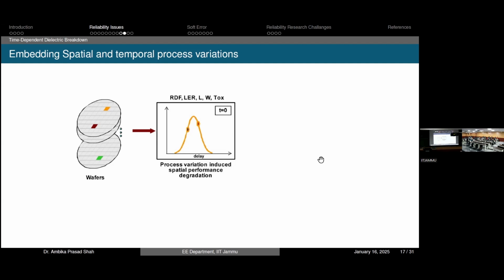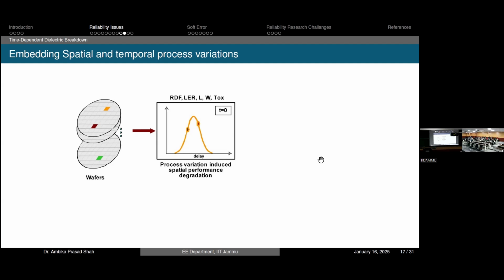What does it mean? It means that the mean value of your delay is somewhere here. T equal to 0 indicates time 0. I'm not considering the temporal degradation here. There is some scattering because of the threshold voltage variation, and the delay Monte Carlo distribution will be something like a histogram, like this one, a Gaussian distribution.